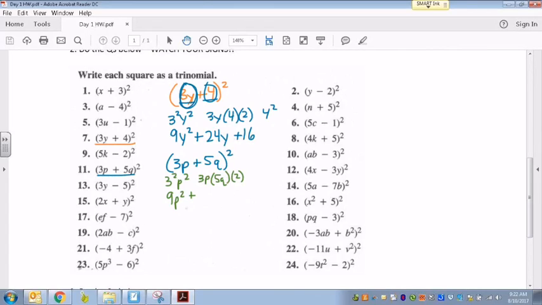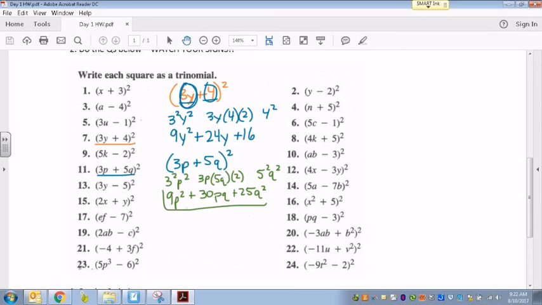Let's deal with the numbers first. 3 times 5 is 15. 15 times 2 is 30. And p times q, again, I can't really multiply those together, so we'll just write them next to each other, pq. And then it's 5 squared q squared, which is going to give me 25q squared.